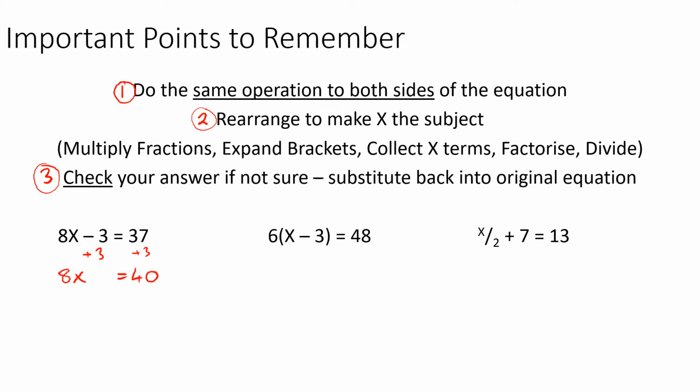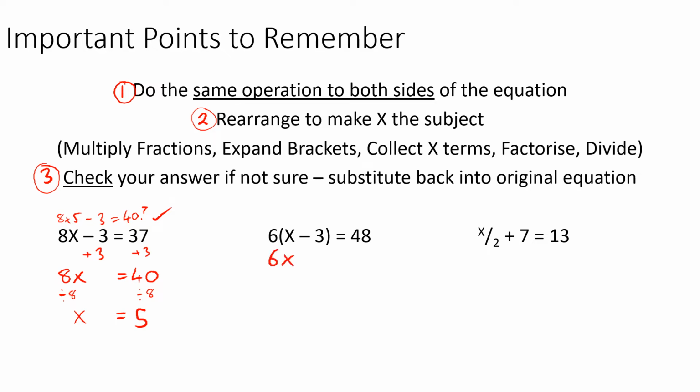And then we're saying 8 times something is 40. So if we want that thing, we need to divide everything by 8. So x is 5. If we wanted to be sure we were right, we could go, okay, 8 times 5 minus 3, is that 37? Yes.